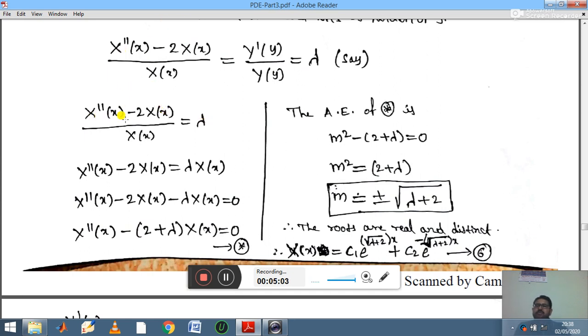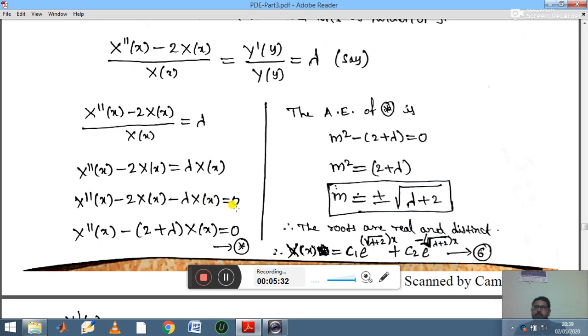X double dash of x minus 2 into X of x divided by X of x is equal to lambda. Then you rewrite, sending this denominator part to the RHS. It becomes X double dash of x minus 2 into X of x is equal to lambda into X of x. Take lambda into X of x to the LHS. It becomes X double dash of x minus 2 into X of x minus lambda into X of x is equal to 0.